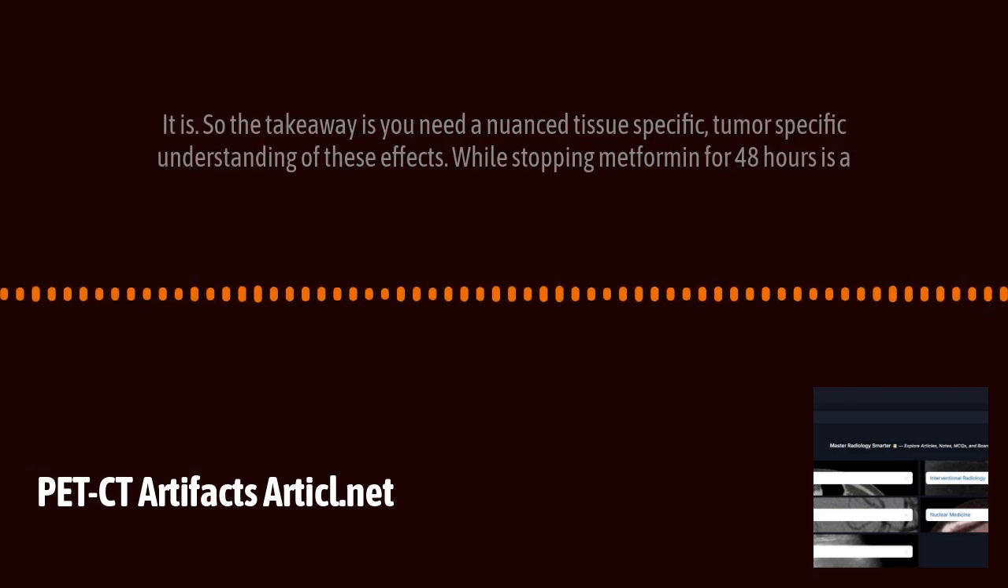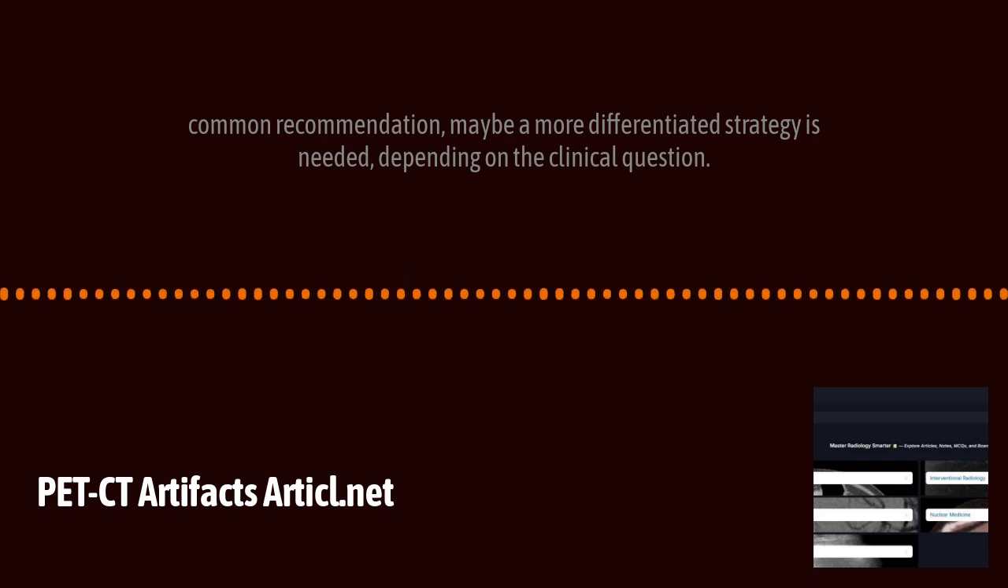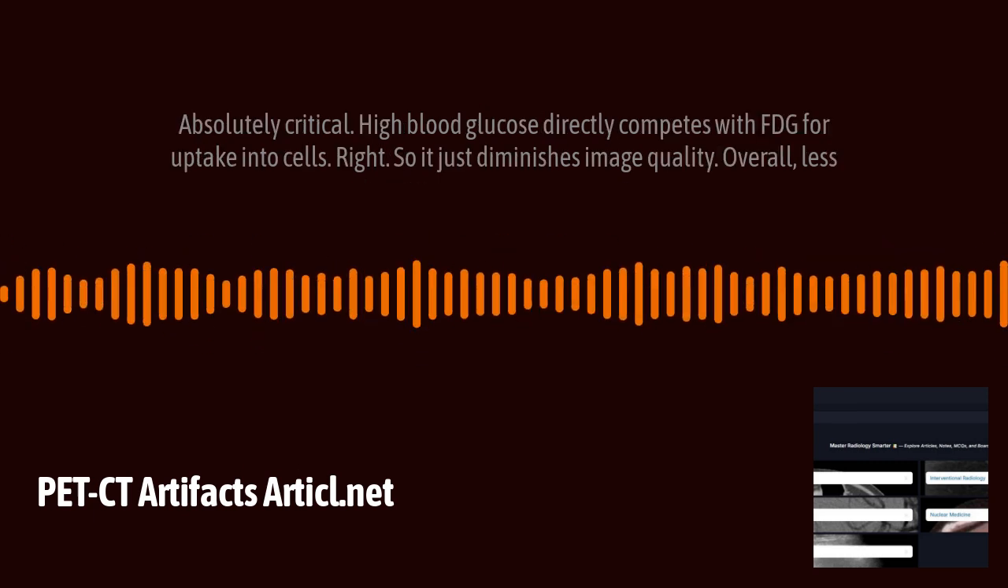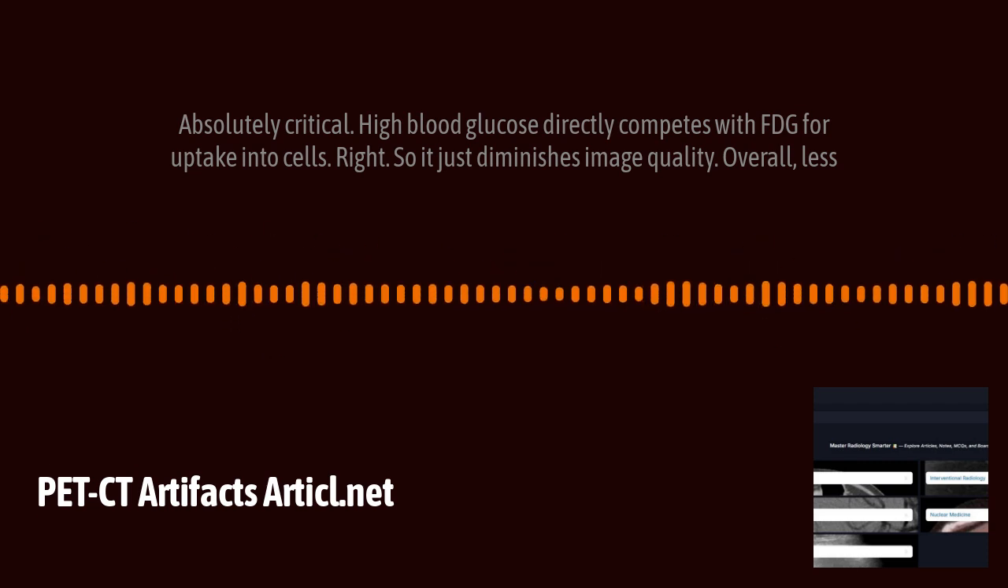So the takeaway is you need a nuanced, tissue-specific, tumor-specific understanding of these effects. While stopping metformin for 48 hours is a common recommendation, maybe a more differentiated strategy is needed depending on the clinical question. Good point. What about just general blood glucose and insulin levels? Basic physiology, but critical for FDG. Absolutely critical. High blood glucose directly competes with FDG for uptake into cells, right? So it just diminishes image quality overall.